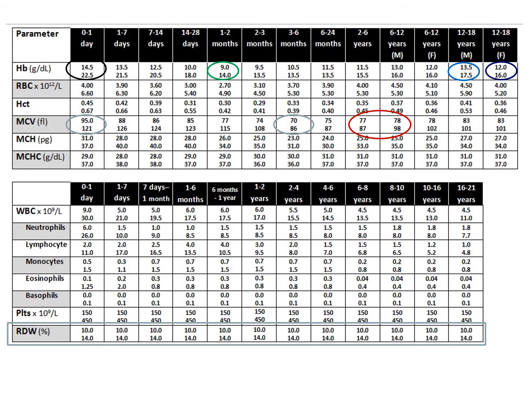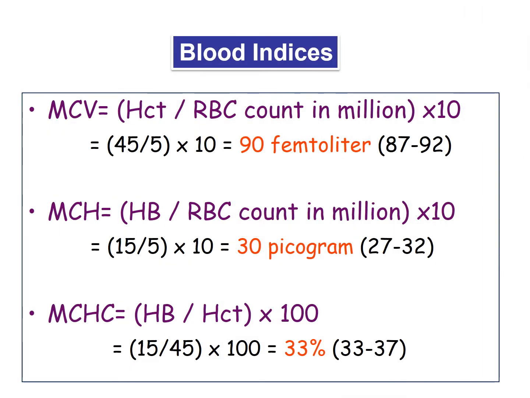But what about platelet count? The platelet count is steady, the same all through life. What are the blood indices? They include the mean corpuscular volume, mean corpuscular hemoglobin, and mean corpuscular hemoglobin concentration.